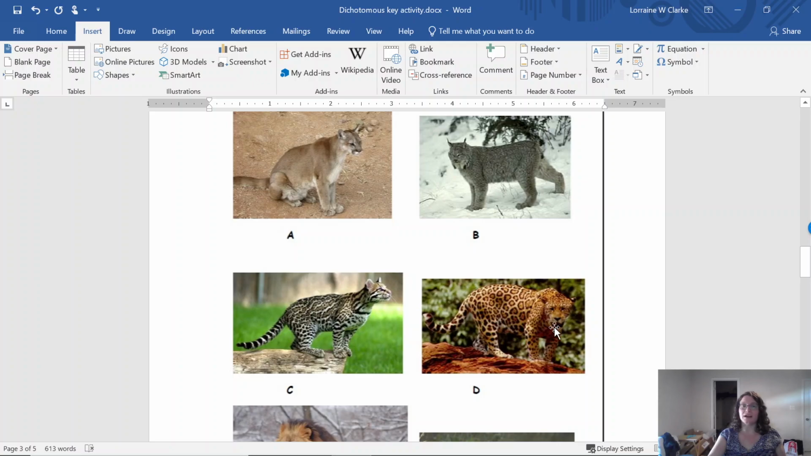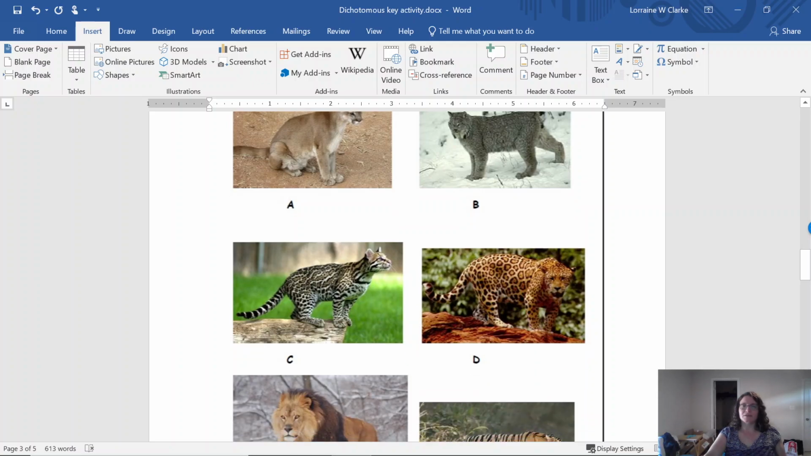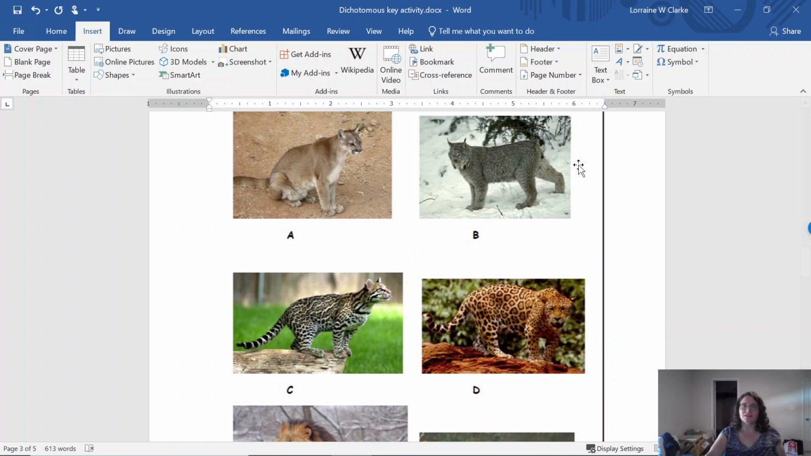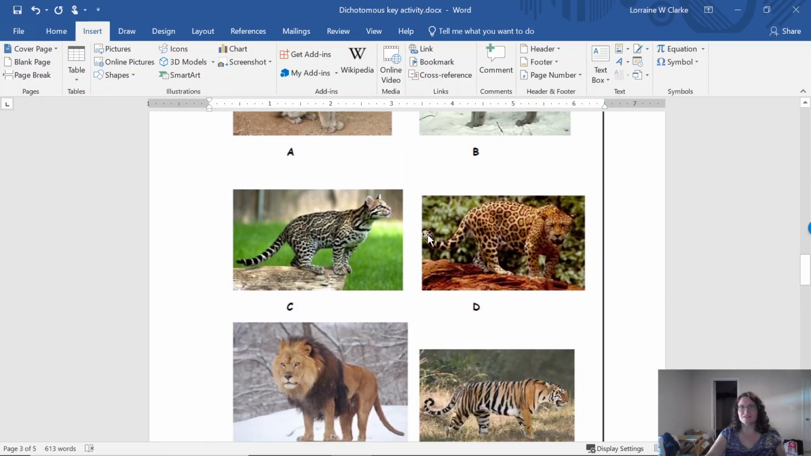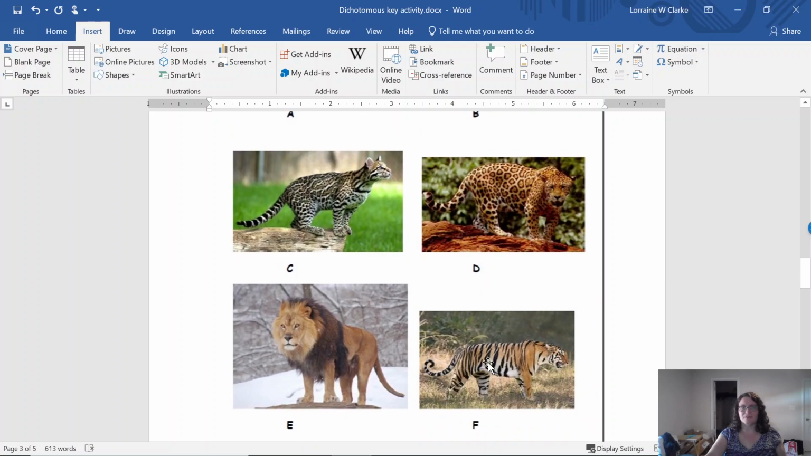So if you are asking a question, like first you ask a question of, does it have a tail, yes or no, okay? All the rest of these are on one side and then the lynx is on the other. Then on this area, you're not going to ask them, does it have a beard? None of these have beards, okay? Like the lynx does? Or does it live in snow or something? None of these live in snow.